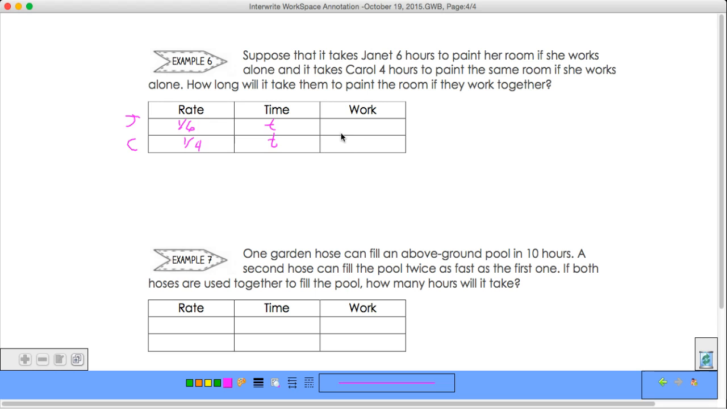They're going to work together. The time's going to be the same, and we want to know when they're going to get one room painted. So I have 1/6 t plus 1/4 t equals 1. Adding my fractions, I'm going to get 5/12 t equals 1. Remember, you can just multiply by 12/5. And we get t equals 12/5, which is 2.4 hours if they work together.